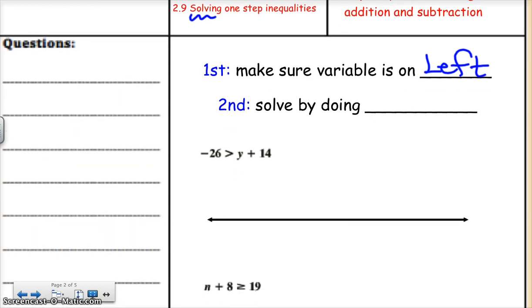How do you solve algebra? How do you get the variable alone? Adding and subtracting. And what is that called? You do the opposite. What's the opposite called? Inverse operations. You solve by doing inverse operations. Okay? I'm just going to write inverse.